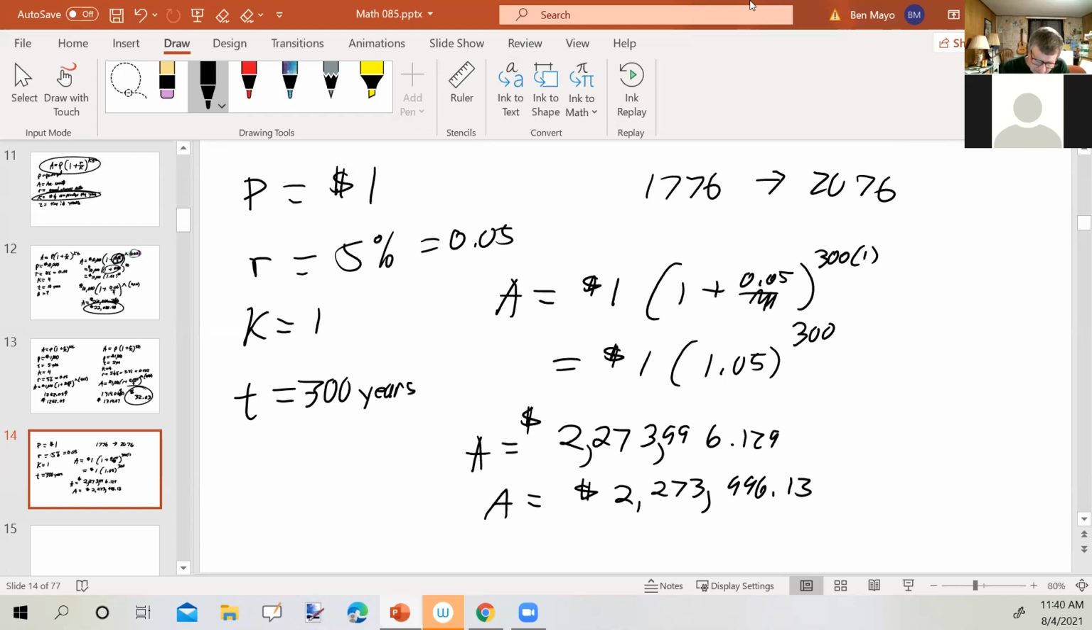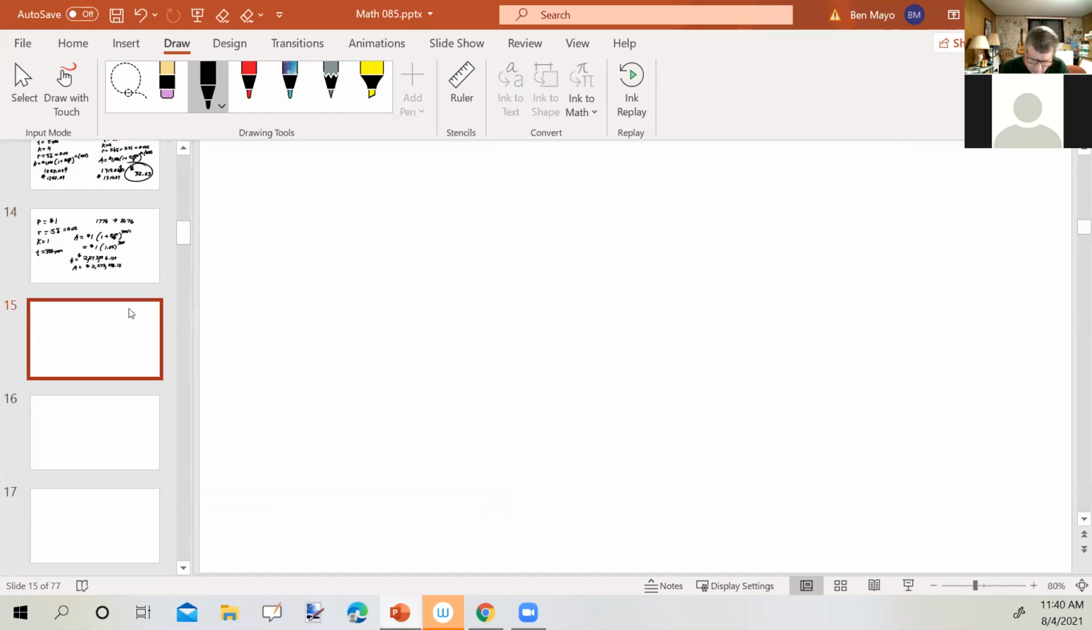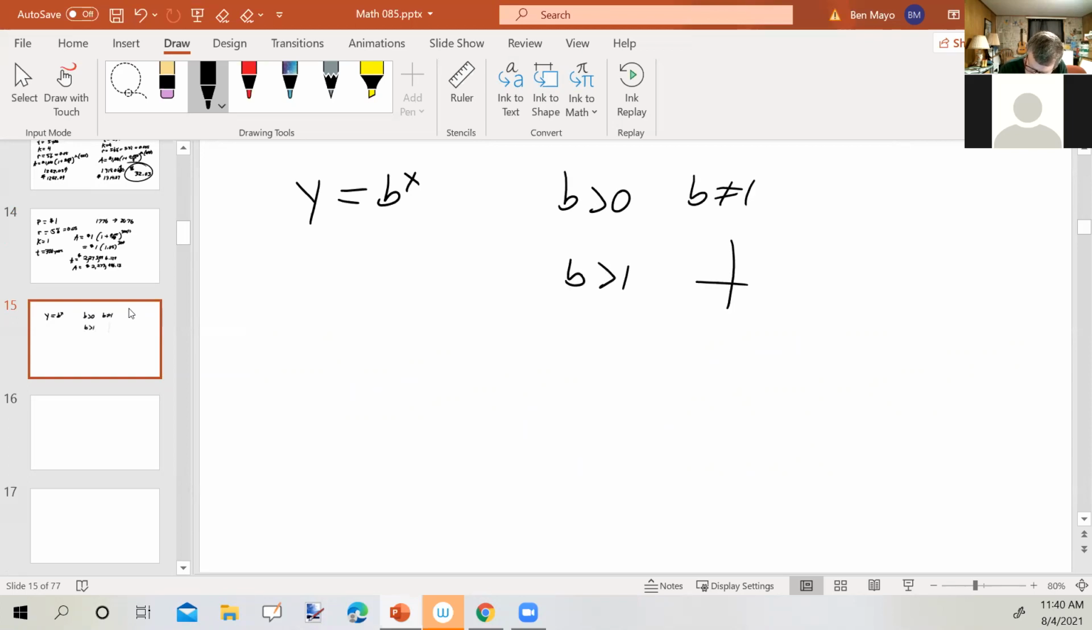So let's do a recap of what we've looked at so far in this section. We're talking about exponential functions of this form, where the domain is all real numbers, the range is greater than 0, the base has to be positive, but it can't be equal to 1. So the base has to be greater than 0, but not equal to 1. If the base is greater than 1, it increases. If the base is between 0 and 1, it decreases.